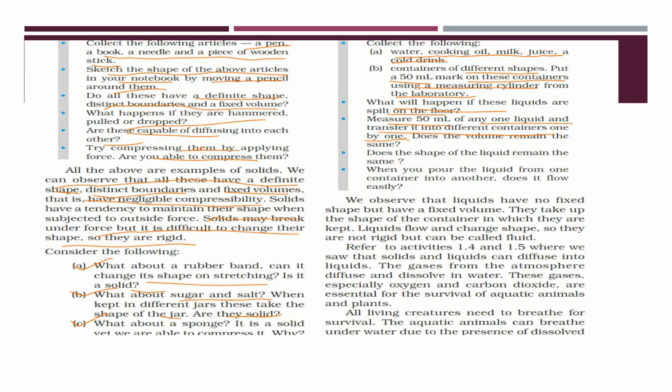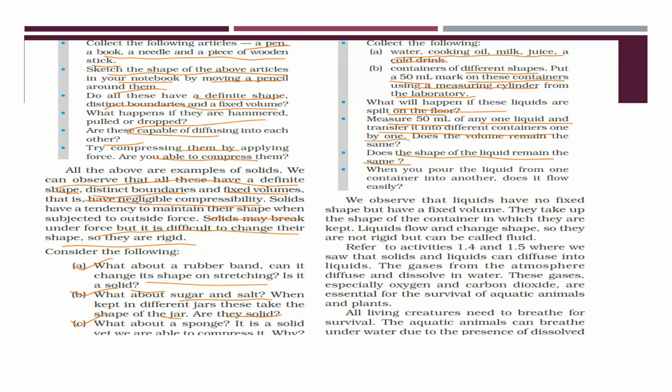But the shape of the liquid is not the same. Does the shape remain the same? No, because all the different containers have different shapes, so the liquid takes the shape of each and every container. When you pour the liquid from one container into the other, does it flow easily? Yes, obviously there is no problem of the liquid flowing from one container to another.